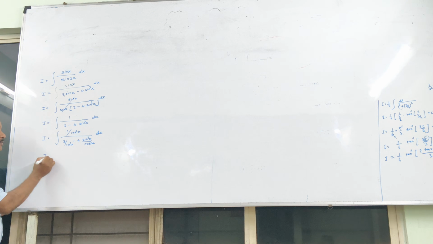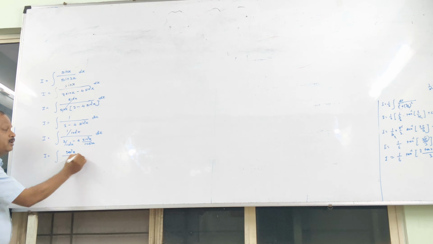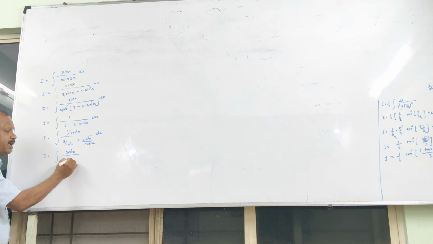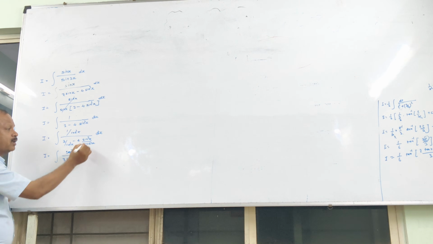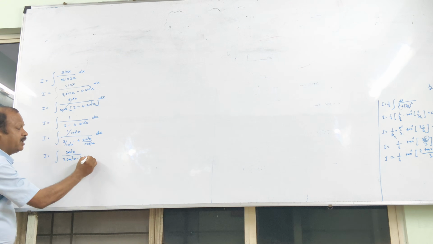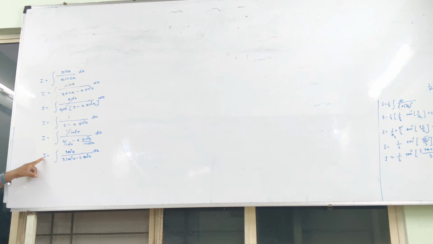So therefore I equal to integration of 1 upon cos square x, which is nothing but sec square x, upon 3 cos square x. 3 upon cos square is nothing but 3 sec square x, minus 4 sin square upon cos square. Sin square upon cos square is nothing but tan square x into dx. So I equal to integration of sec square x upon 3 sec square x minus 4 tan square x. This problem is converted into the standard form.